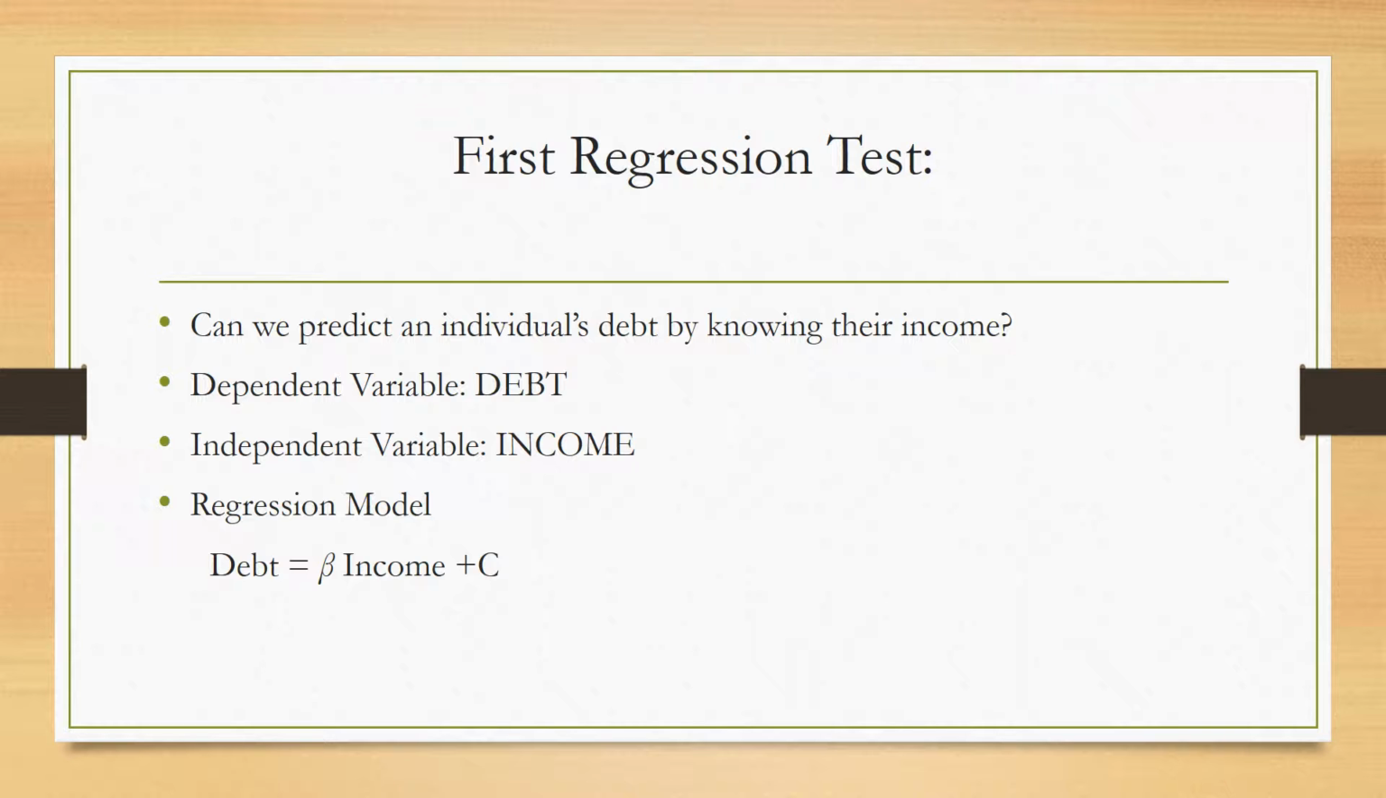Let's go for the first regression test. Here we are trying to check whether we can predict an individual's debt by knowing their income. Here the debt is the dependent variable, which is dependent on the independent variable, that is income. The regression model could be set as shown here: Debt is equal to regression beta into income plus C.